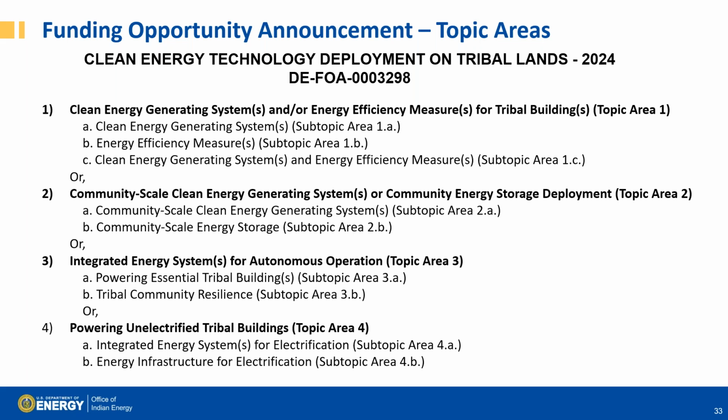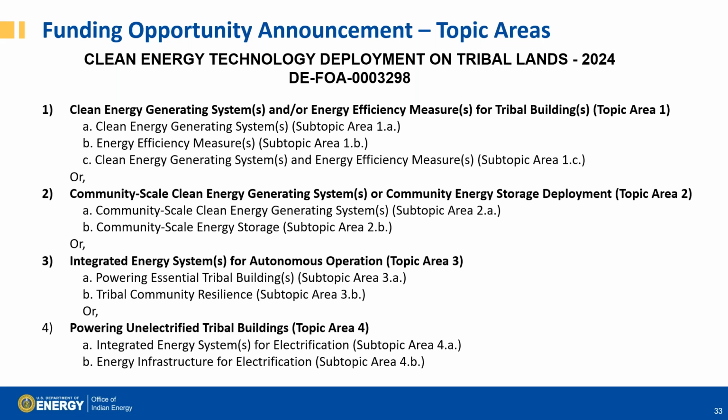For Topic Area 2 and Subtopic Area 3B, an explanation of how the proposed project meets the community scale requirement is required as part of the technical volume, and specifically must address the substantial aspects.